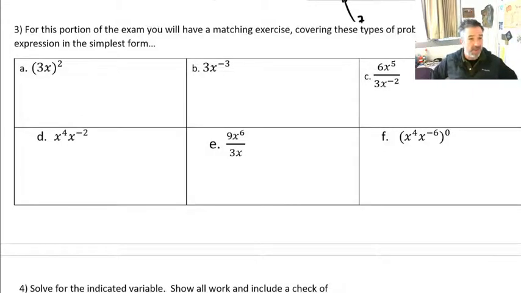Okay, so for question 3, this portion of the exam will be matching, right? So there's going to be some expressions like this. I think I'm going to ask you to match the expressions you see with their simplified versions or things that are like these. So let's go ahead and simplify these, and then you'll do some matching stuff when you're taking the test.